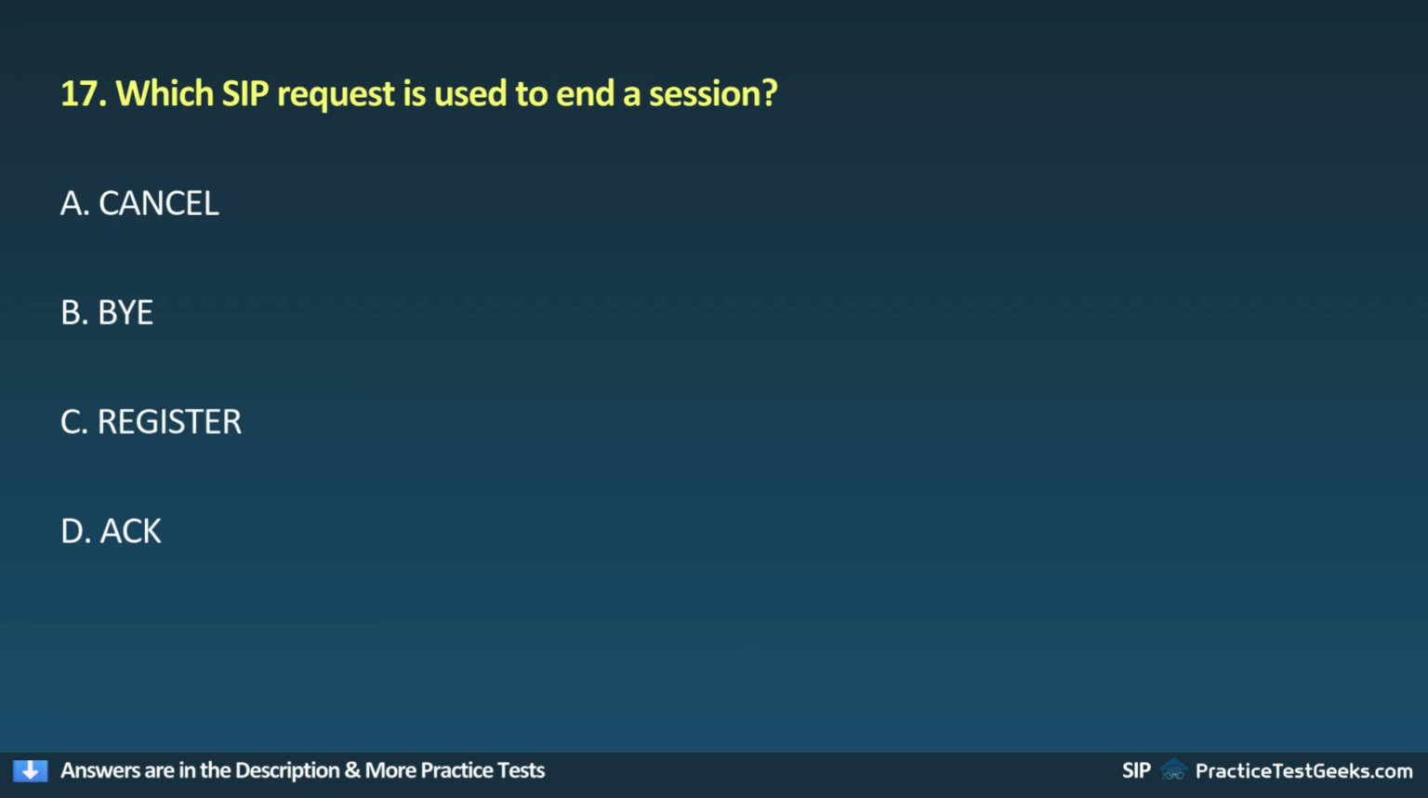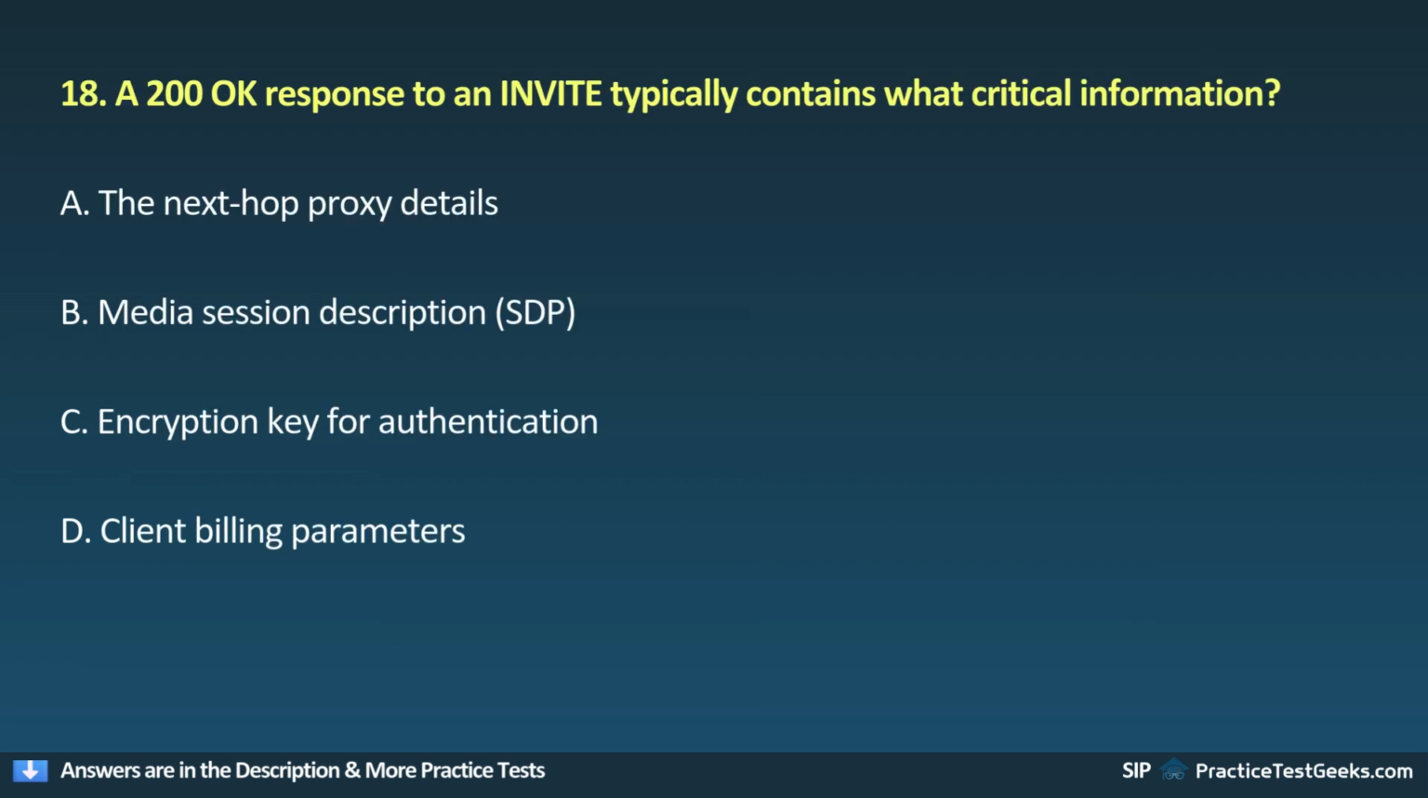A. CANCEL. B. BYE. C. REGISTER. D. ACK. 18. A 200 OK response to an INVITE typically contains what critical information? A. Next-hop proxy details. B. Media session description, SDP. C. Encryption key for authentication. D. Client billing parameters.